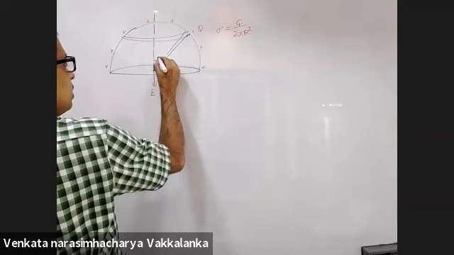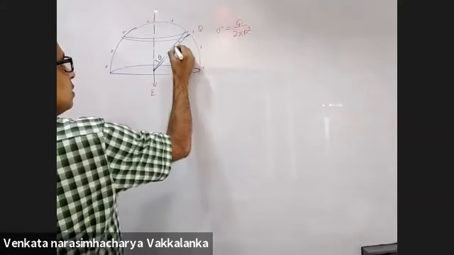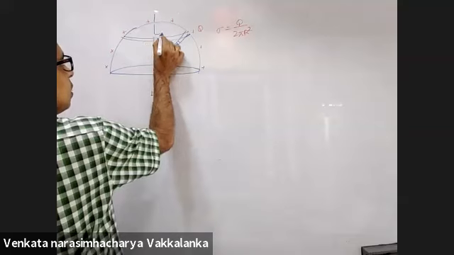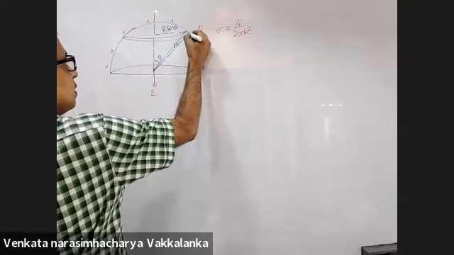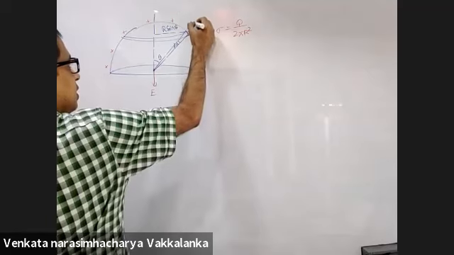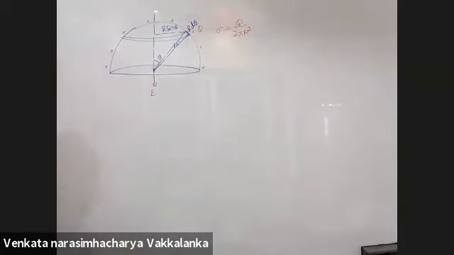Consider an elemental ring. This is theta. This is d theta. This is r sin theta. This is r d theta. This is r sin theta. This is r d theta.